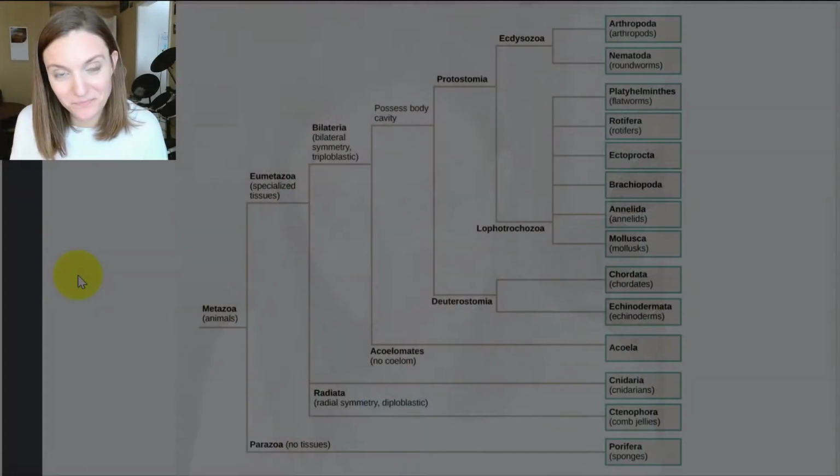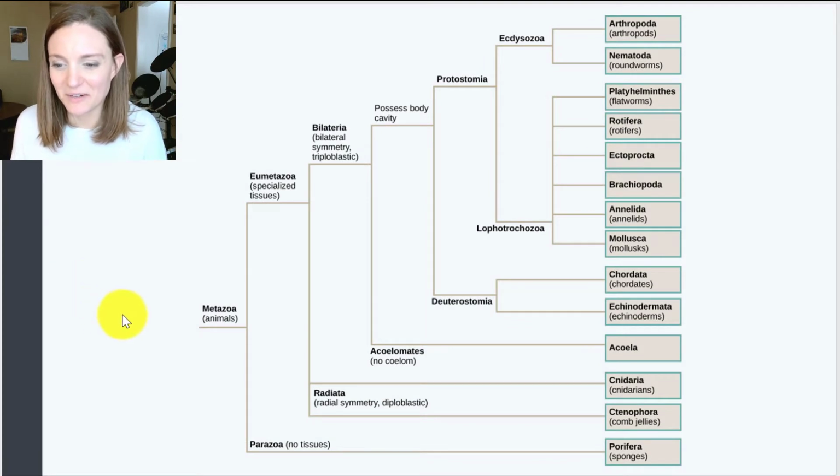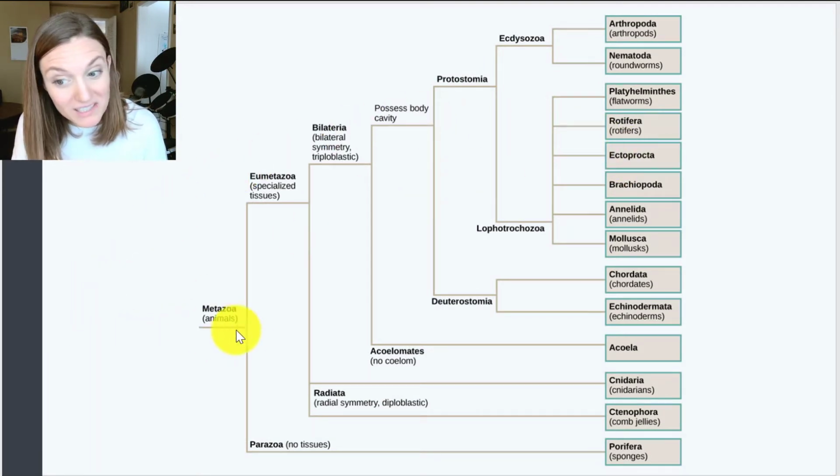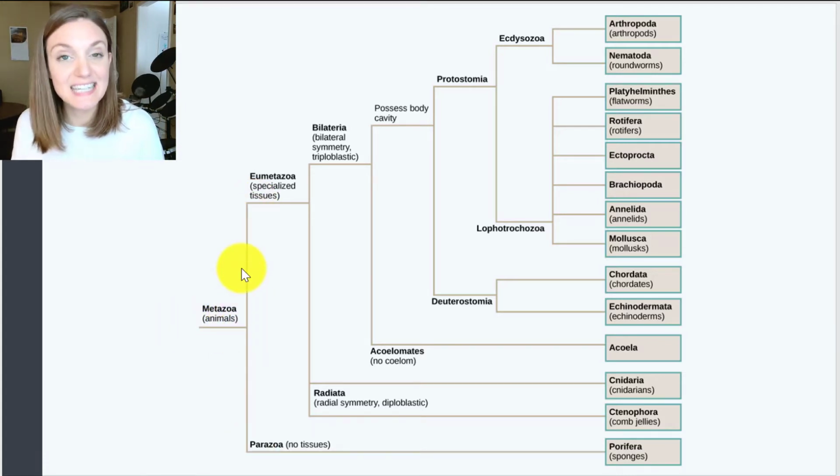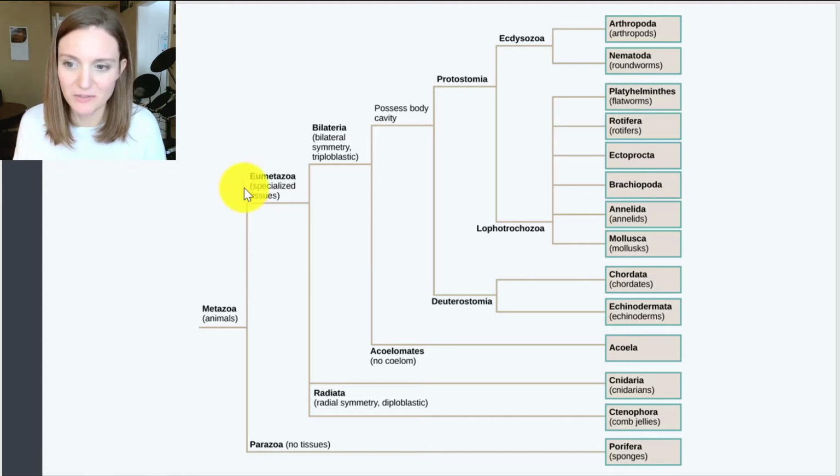Hey team, let's start our overview of animal phyla. So here we go. We're going to start with these sponges. If we look at our animal phylogeny, remember all animals come from one common ancestor. And then our very first split is we split up the animal tree into those that have true specialized tissues and those that do not.